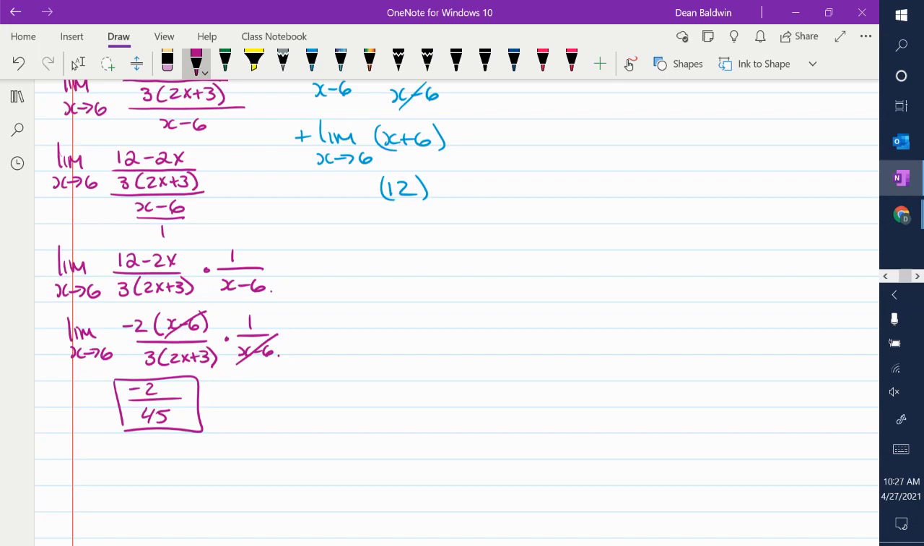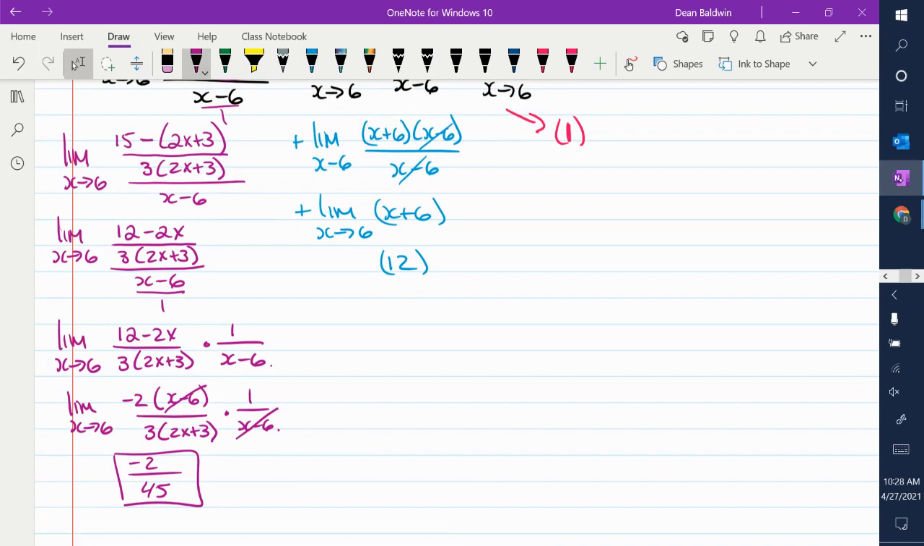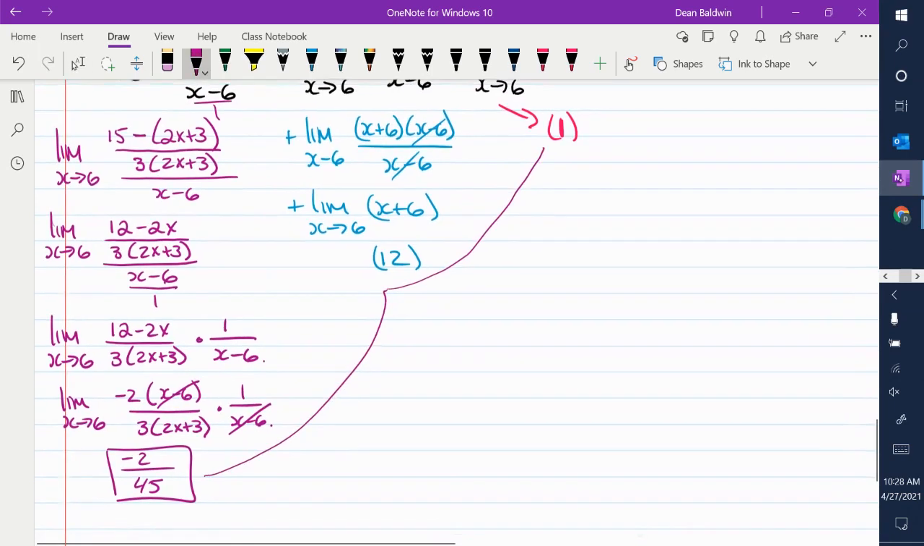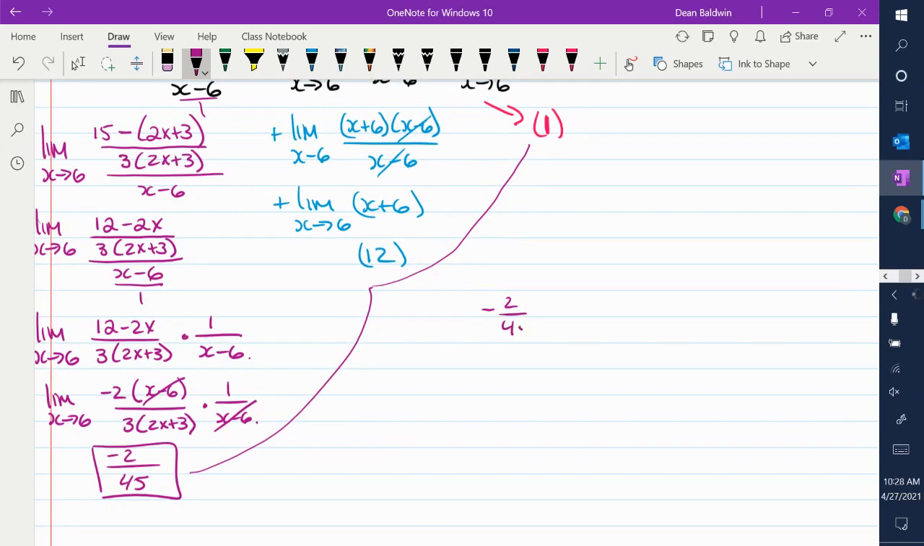What's the final step? Add everything together, right? So this plus this minus that. So you get negative 2 over 45 plus 12 minus 1. You do it on a calculator. I don't care. It's about 10.95.